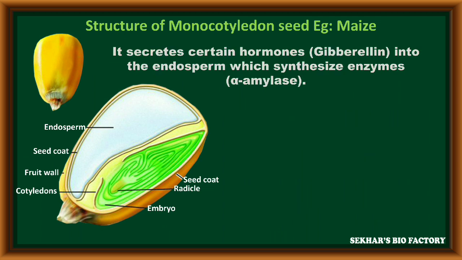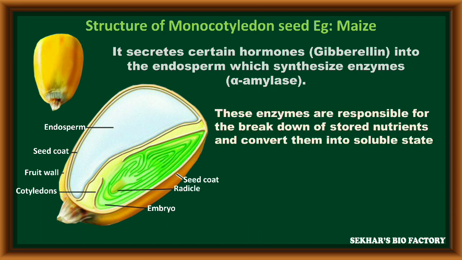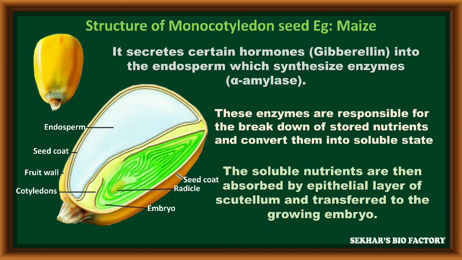These cells secrete hormones like gibberellins into the endospermic tissue, and enzymes like alpha amylase. These enzymes are responsible for the breakdown of stored nutrients, and these nutrients are converted into a soluble state. These soluble nutrients are absorbed by the epithelial cells of the scutellum and transferred to the growing embryo.